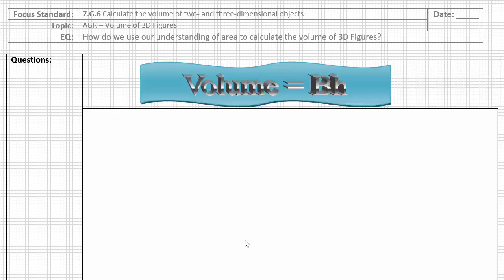In calculating the volume of 3D figures, we can essentially keep one formula in mind. Volume equals base times height. Now notice I'm using a capital B here. That's because it stands for something a little bit more than just base. Let's take a closer look.